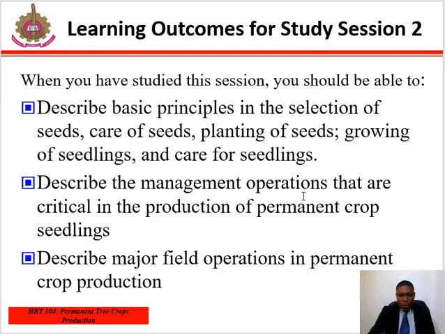When you have studied this session and after we have discussed, you should be able to describe the basic principles in the selection of seed, the care of seed, the planting of seed, the growing of seedlings, and the care for seedlings. You should also be able to describe the management operations that are critical in the production of permanent tree crop seedlings. Finally, you should be able to describe major field operations in permanent crop production.